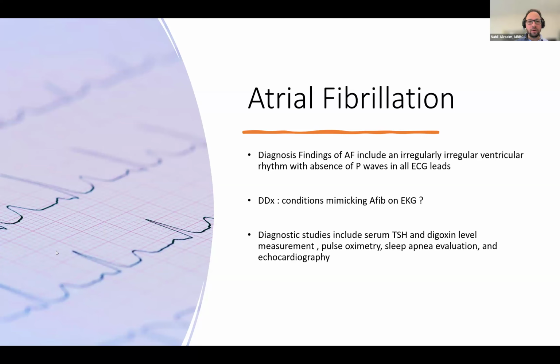We're talking about the diagnostic studies. The 12-lead EKG, as we mentioned, and we check the TSH and the digoxin level measurement, especially for patients who are taking digoxin. Sometimes we refer patients to do a sleep study if we suspect sleep apnea, and of course an echocardiogram to see if there's any structural abnormality.